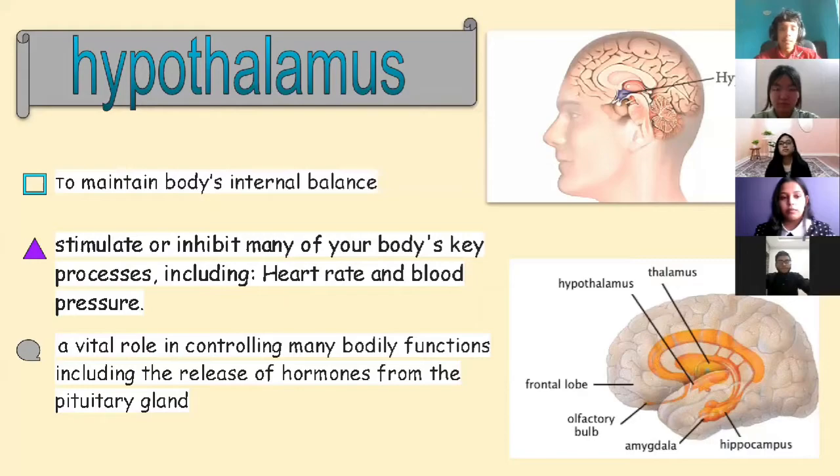The hypothalamus plays a significant role in the endocrine system. The main function of the hypothalamus is to maintain your body's internal balance, which is known as homeostasis. To do this, the hypothalamus helps stimulate or inhibit many of your body's processes, including heart rate and blood pressure. The hypothalamus also plays a vital role in controlling many bodily functions, including the release of hormones from the pituitary gland, adrenal glands, and more.